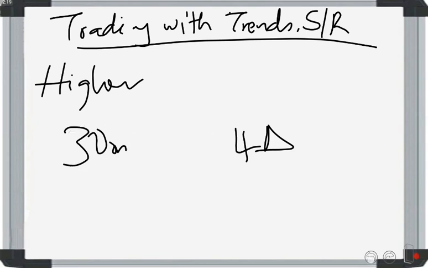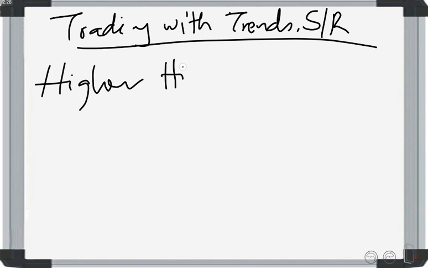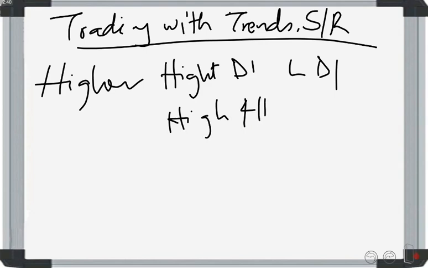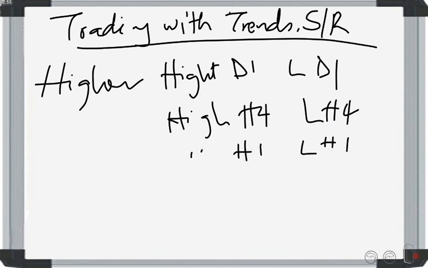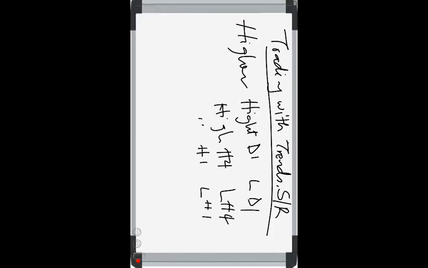Okay, so what that means is this: if I want to draw support and resistance now for 30 minutes, I will start on a higher time frame. I will draw my support and resistance for the high of daily and the low of daily. And then I will also draw my support and resistance for the high of 4 hours. Sorry, H4, not 4H. High of 4 hours and for the low of 4 hours. Okay, then I will want to draw it for the high of 1 hour and for the low of 1 hour as well. Okay, now let's slide over to the MT4 platform quickly and see how to do that.